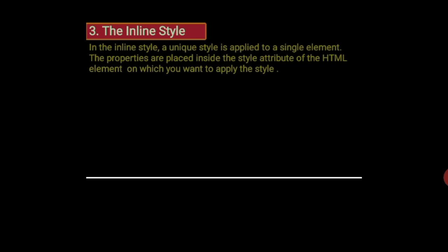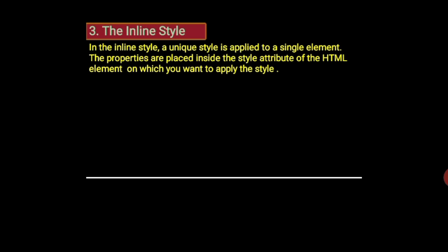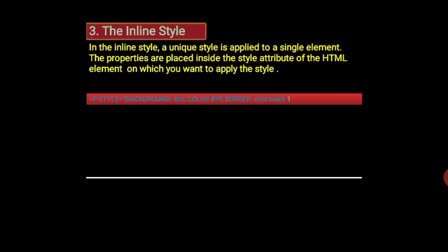Another one is there, that is called the inline style. In the inline style, a unique style is applied to a single element. The properties are placed inside the style attribute of the HTML element on which you want to apply the style. That means we can write the particular style in the same line, in the particular statement, in the same document. That is called the inline style. For example, p style equal to background, the color code is written, border given.